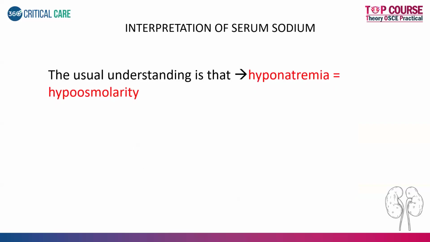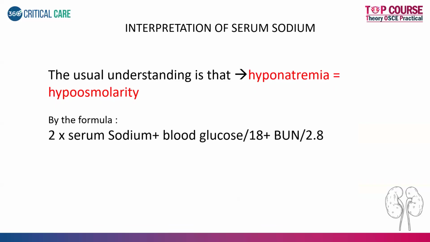We all know that whenever there is hyponatremia, it is usually attributed to hypoosmolarity, correct? This is because of the equation: 2 times serum sodium, plus blood glucose divided by 18, plus BUN divided by 2.8, which gives us the osmolarity, usually between 280 to 294 milliosmoles per kg, correct? So this is what we usually understand. By and large, if there is a drop in sodium, there should be a drop in osmolarity.